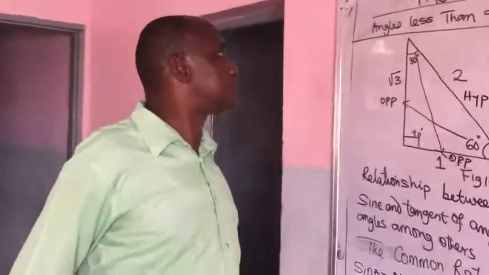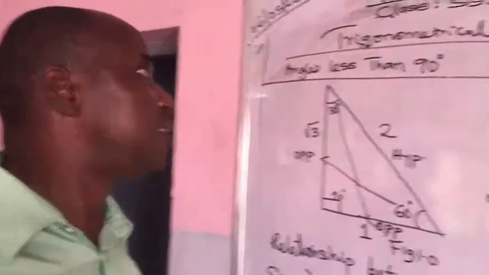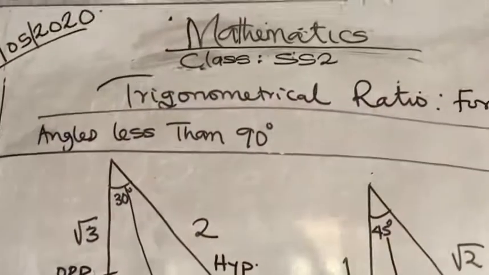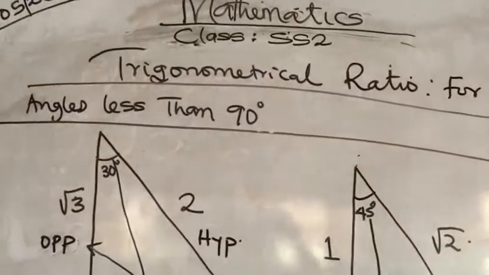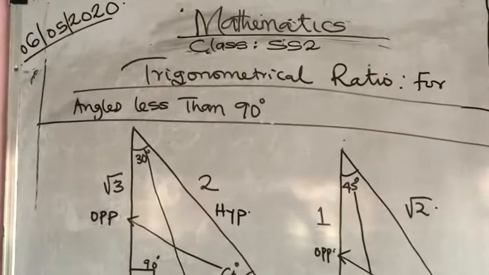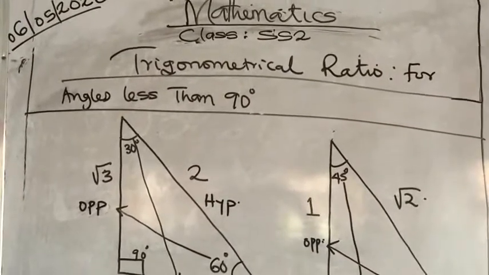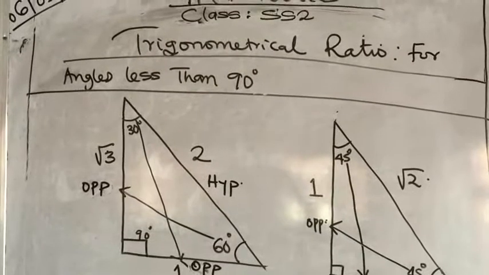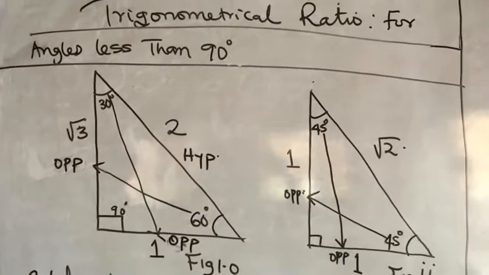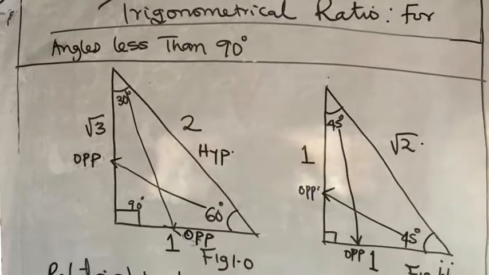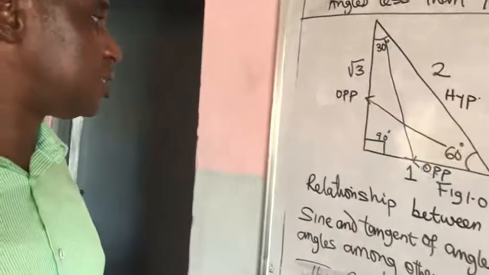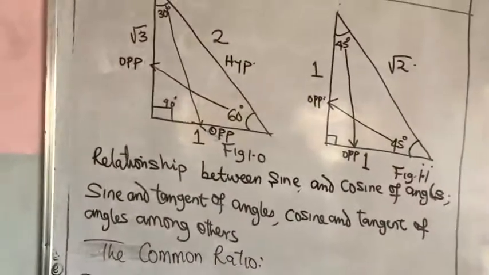We want to look at a topic, trigonometrical ratio. This is SS2 class, mathematics. Trigonometrical ratios are relationships which help us to use numerical numbers to represent sine of angles, cos of angles, and tangent of angles. Sometimes we can use secant, cosecant, and cotangent.